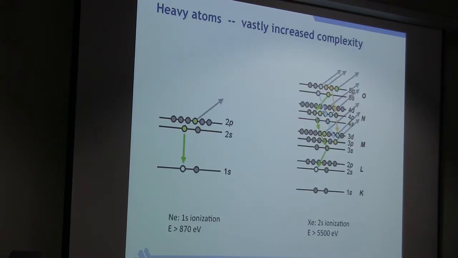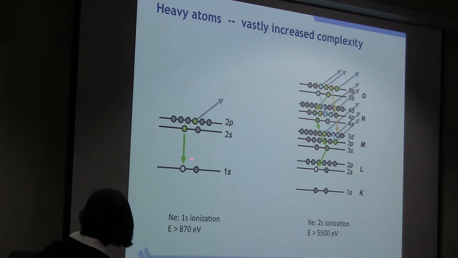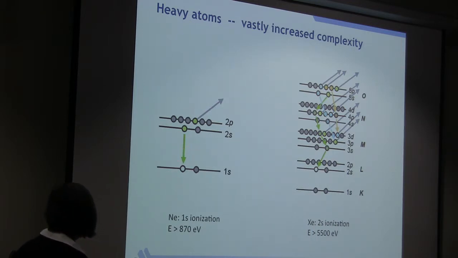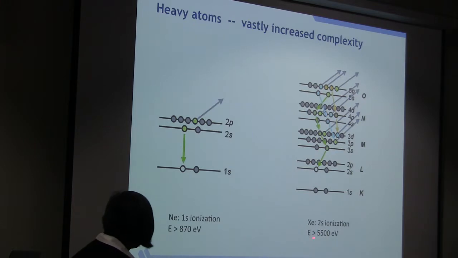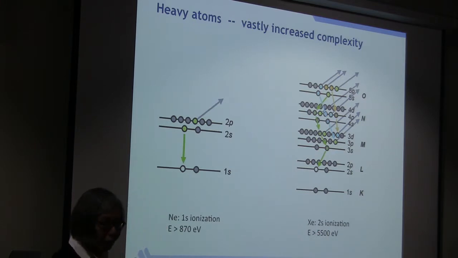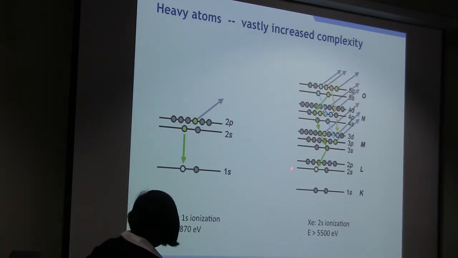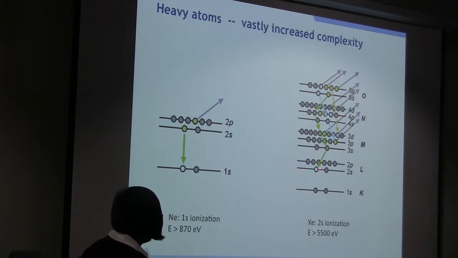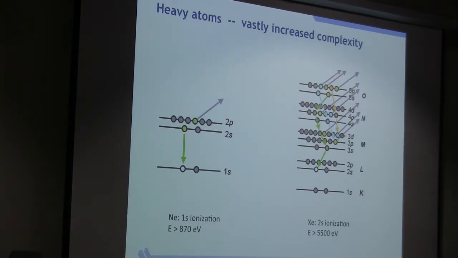Okay, so there's much more going on, right? Neon is pretty simple, right? You eject a 1s electron, and you can have this nice OJ decay. But if you, for example, take xenon, you have 54 electrons. You eject a 2s electron, and then you have this huge cascade. Instead of just having one electron come off, you have 1, 2, 3, 4, 5, 6, 7, 8 more electrons. One photon, 8 electrons, is really complicated. How are you going to deal with this?